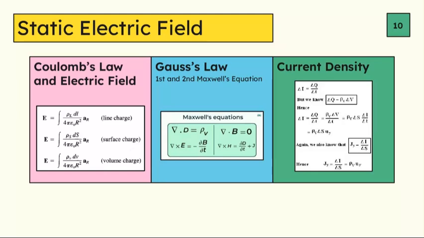The electric field is a vector field that represents the force per unit charge at any given point in space. Gauss's law provides another important perspective by stating the total electric flux through a closed surface is proportional to the charge enclosed within that surface. Additionally, the concept of current density describes how electric current is distributed across a given area. Maxwell's first and second equations help formalize these ideas, providing a comprehensive mathematical framework for understanding static electric field. Those equations we are adding at the below of our topic.